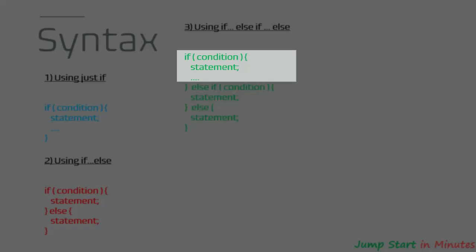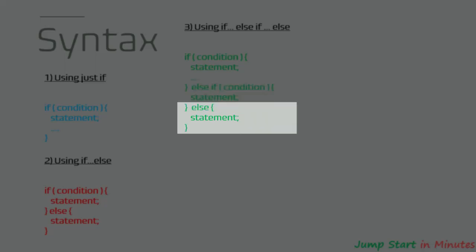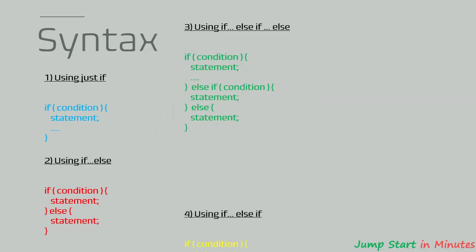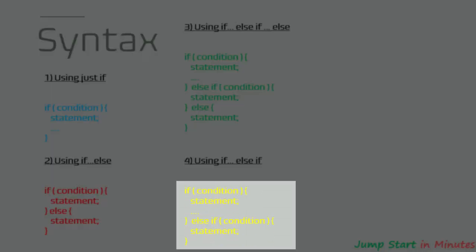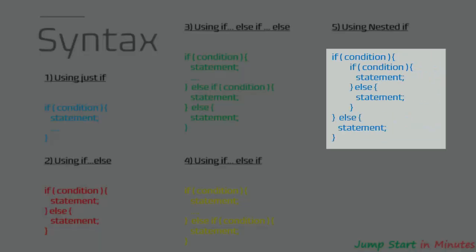The first condition is evaluated, and if that condition is true, then the statements in that block are executed. If that condition is not true, then the next condition is evaluated, and if that condition is true, then the statements in that block are executed. If that condition is also false, then the statements in the else block are executed. And you can also use just if and else if. And you can also nest if statements within other if statements. So now let's take a look at a few examples.